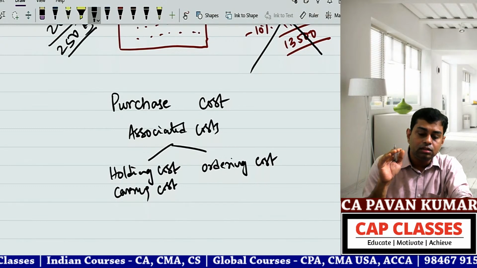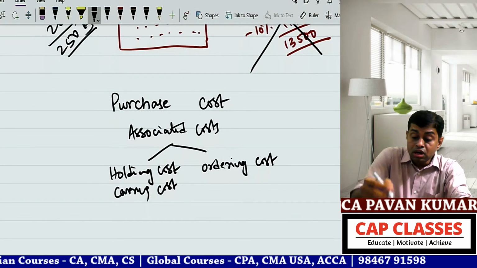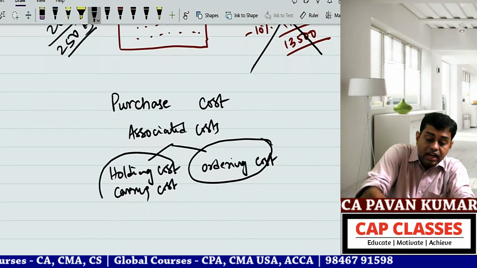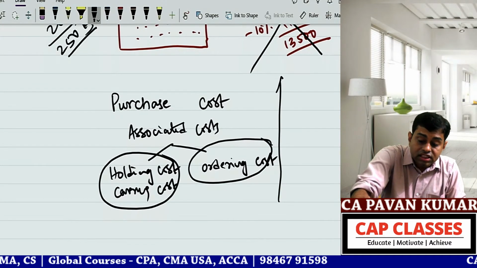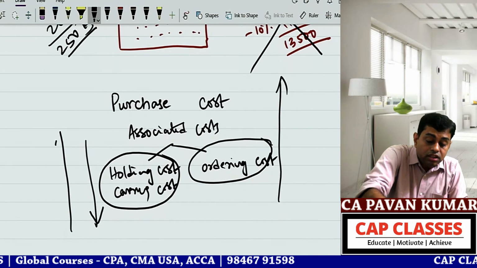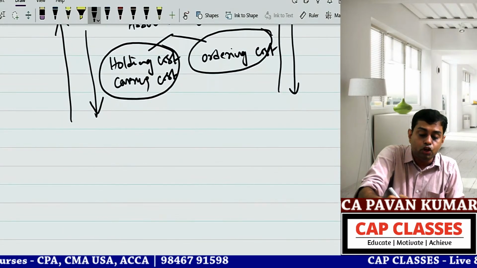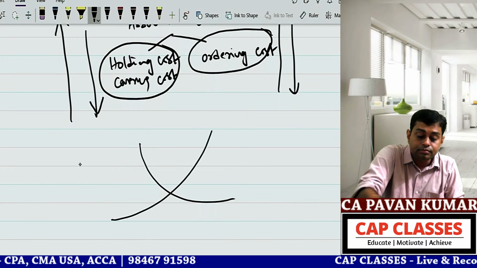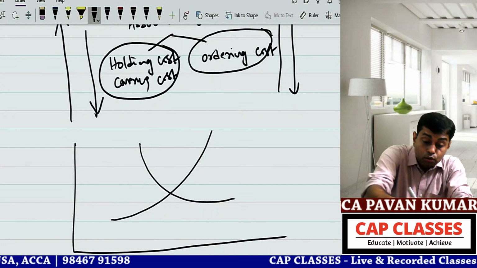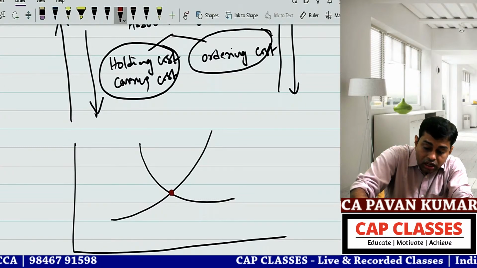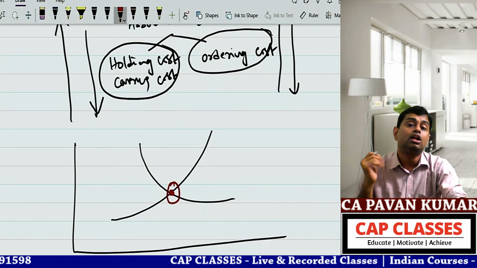But that annual consumption you need to carry in your hand for one full year, no? Holding cost will be very high. So this ordering cost and carrying cost always are in inverse relationship. If ordering cost is high, carrying cost is low. If carrying cost is high, ordering cost is low. So you need to keep them in equilibrium, and if you look at the curve, they'll be like this. Now this point is called the equilibrium point, and that is nothing but your EOQ, economic order quantity.